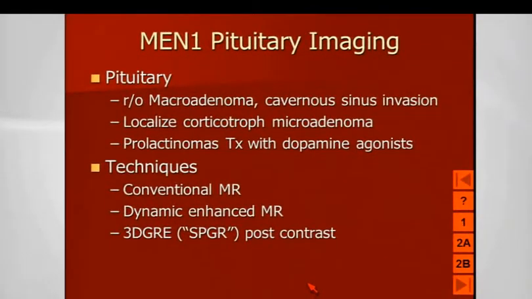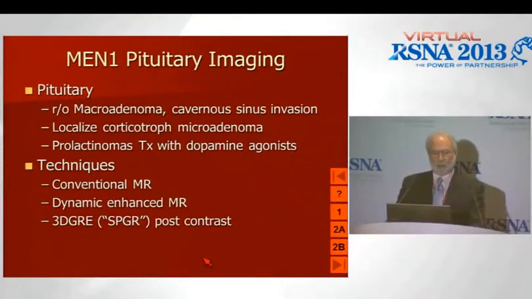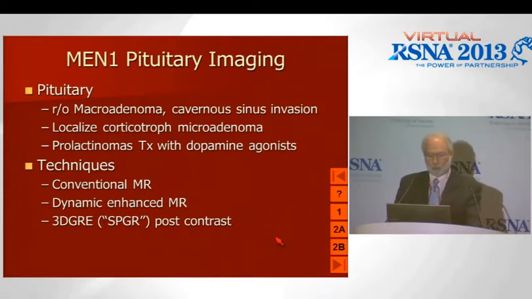So the goal for imaging in MEN1 for the pituitary is to rule out a macroadenoma. If they have a microadenoma that's secreting prolactin, being perfectly honest about it, it doesn't matter where we say it is, because prolactin-secreting tumors are treated biochemically with bromocriptine. If it's an ACTH-secreting tumor, then we have to think about identifying it for the surgeon, and we also want to think about doing inferior petrosal venous sampling.